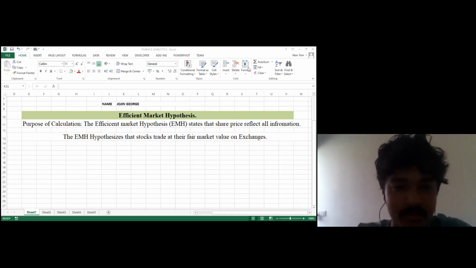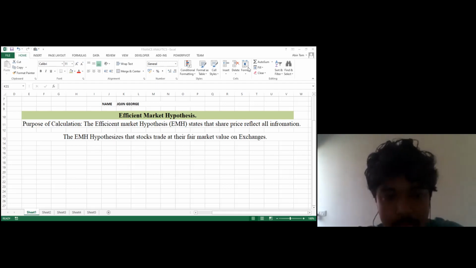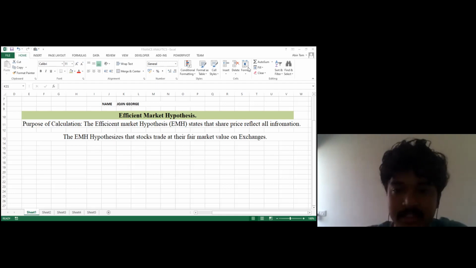Present here. The topic for today is the efficient market hypothesis. The efficient market hypothesis holds that when new information comes into the market, it is immediately reflected in the stock prices. Neither technical analysis nor fundamental analysis can help an investor. The purpose of the EMH is that it states that share prices reflect all information. The hypothesis says that stocks trade at their fair market value on the exchanges.